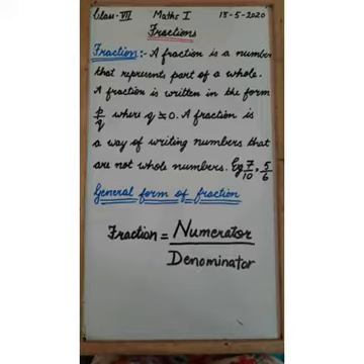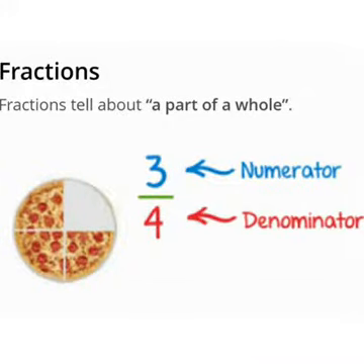For better understanding of fractions, let's take an example. First, what is a fraction? A fraction is a part of a whole. Here, the pizza is divided into 4 equal parts and there are 3 parts left with us. We will write it as a fraction as 3 upon 4 or 3 by 4, in which 3 is the numerator, which tells the number of parts we have, and 4 is the denominator, which tells the total parts in a whole.